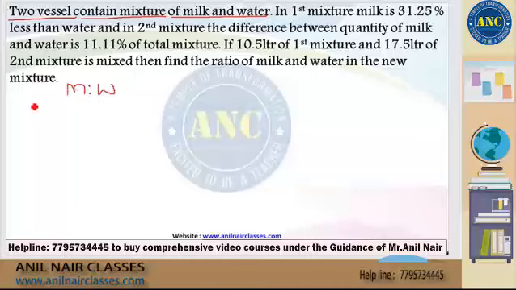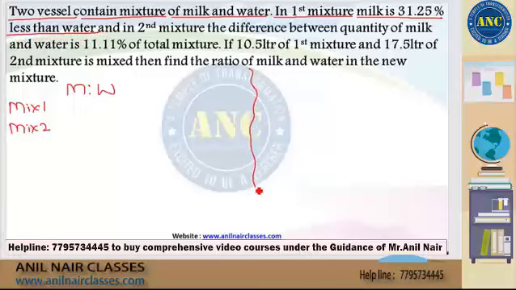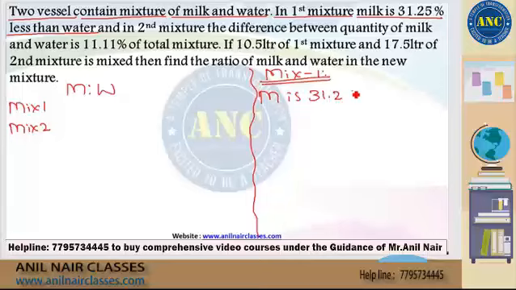Milk and water mixture. So this is mixture 1. This is mixture 2, if I write like my previous question. Now in the next statement, in the first mixture, milk is 31.25% less than water. That means, let me write it here. They are saying that in the first mixture, milk is 31.25% less than water.